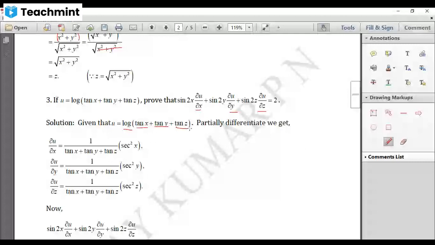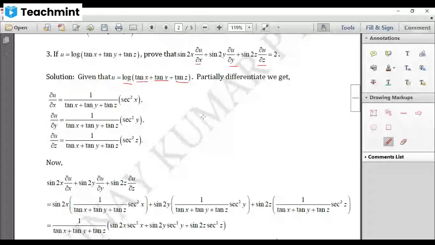Similarly, the derivative of u with respect to z. Outside function is log. So log derivative 1 by this, into derivative of tan x is 0, derivative of tan y is 0, and derivative of tan z is secant square z. Now you substitute all these in this and see whether you are going to get 2 or not.